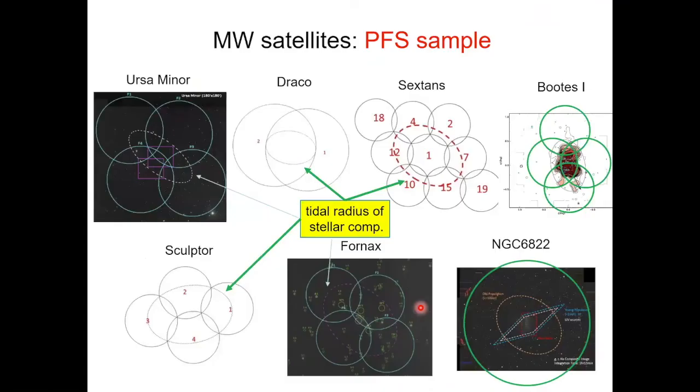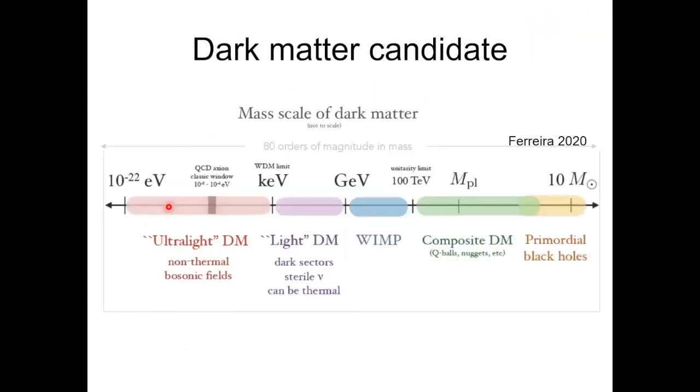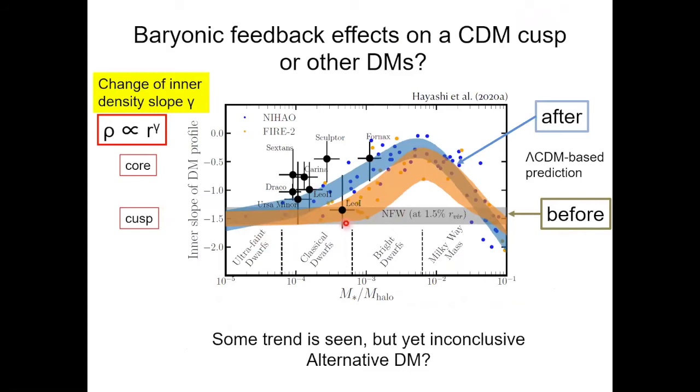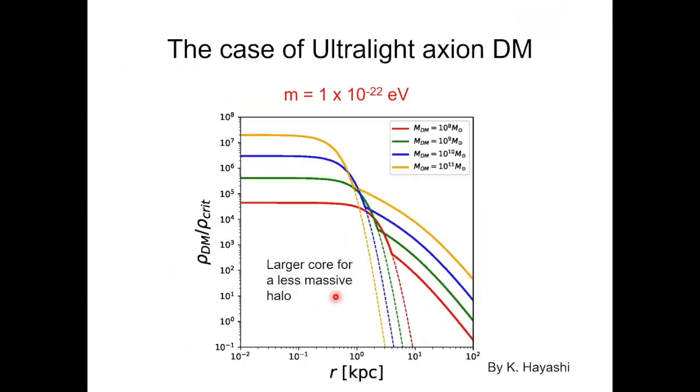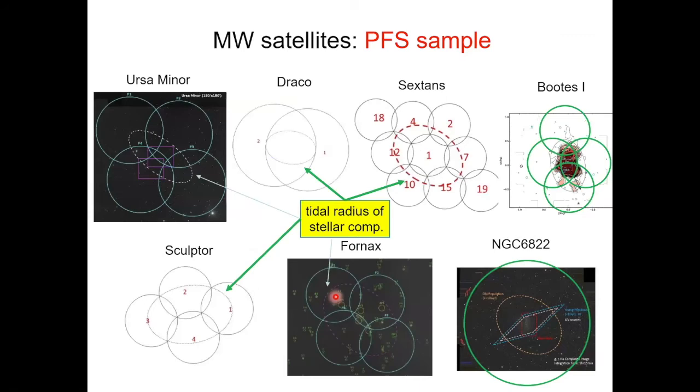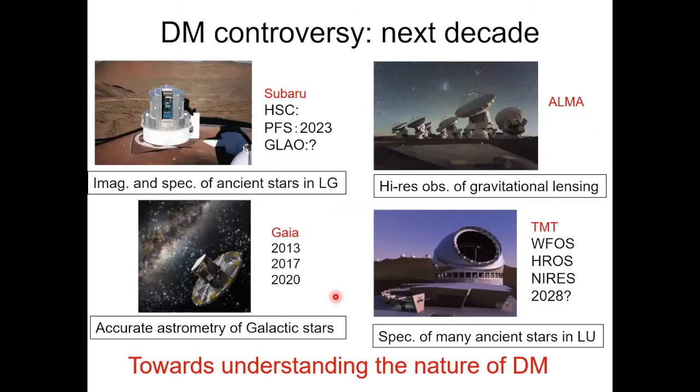This is a list of the PFS targets for those dwarf spheroidal galaxies, and for each of those galaxies we put only a few pointings. Only a few PFS pointings are enough to cover the whole area of each of those galaxies. And so we would like to put limits on this. Okay, sorry. So we can put limits on whether, in the real galaxies, this trend is really like this, or whether all galaxies might be cored. We don't know. So yeah, PFS will give us the right answer. Okay, sorry, last slide.